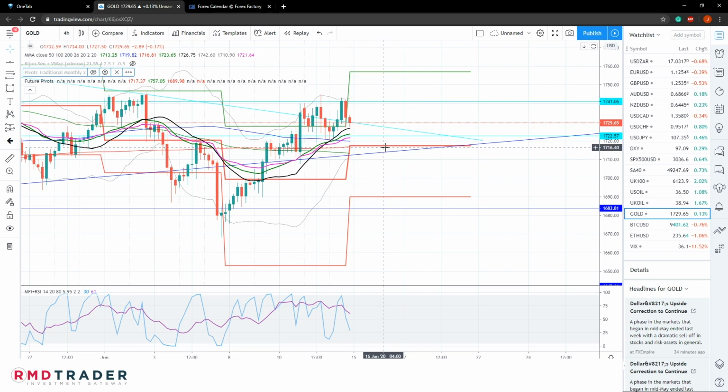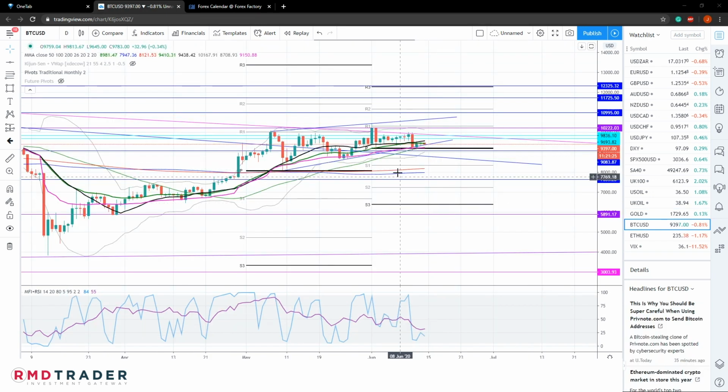So the area to really look out for would be this area in between 1715 to about 1723. So that will be the area to look out for. Should we see bullish price action forming on this area, we could see our price move higher, and should it be rejected, we will see price move lower towards this 1690 area of support.